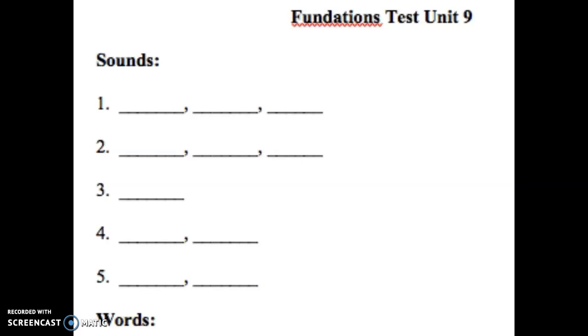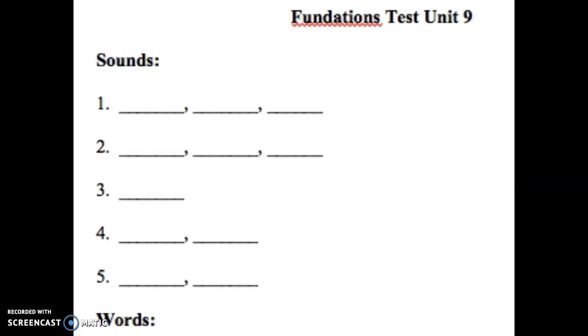Number 3. R, like in car. Type the R sound. Number 4. 2 ways to make the OR sound, like in horn and more.